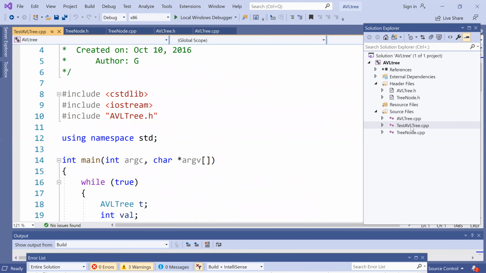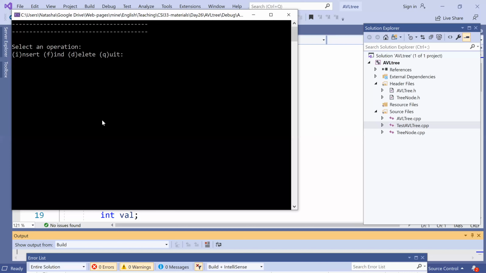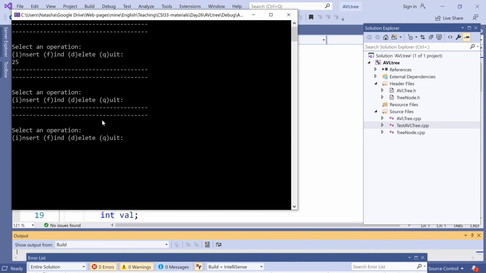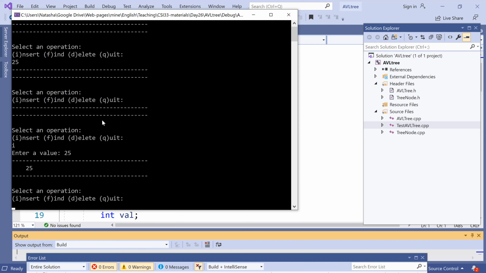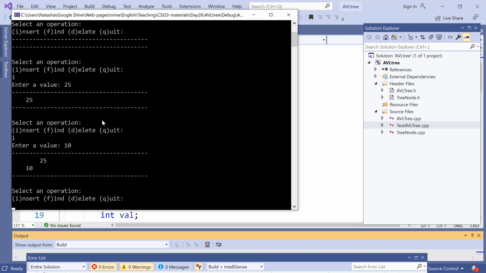So it's called test AVL tree. Let me run it. It allows us to create the AVL tree from scratch. So check this one out. I'm creating the tree of 25, right? Oh, yeah, insertion 25. So this is my current tree. And then I'm going to insert the 10. So I'll say E, and I say the 10. Well, obviously it should be to the left of the 25, right?